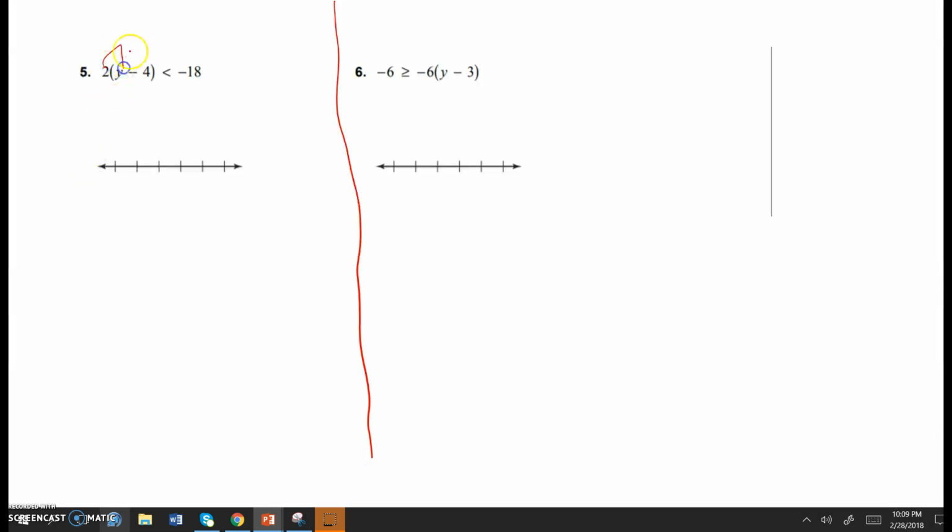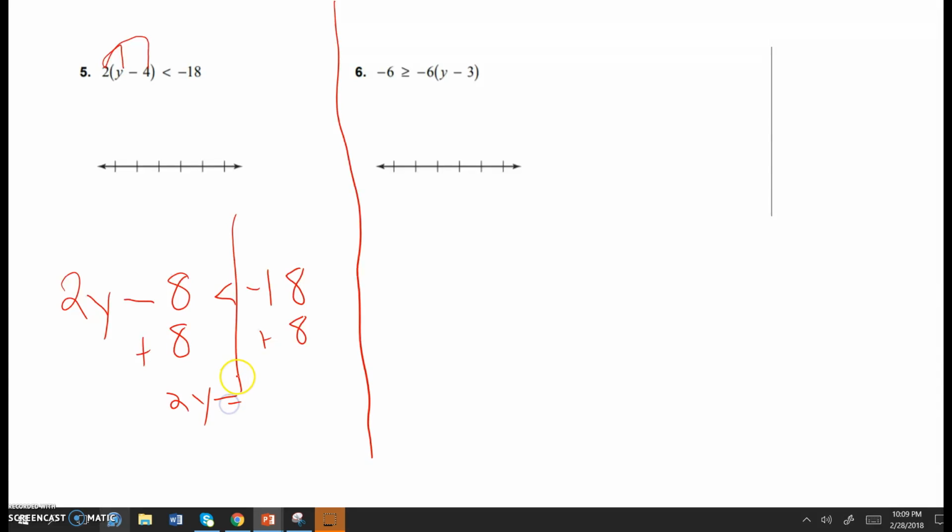First thing you have to do is distribute, because we have to distribute to figure out what our expression is going to be. So 2 times y is 2y, and 2 times 8 is 16. Now we have to solve. Add 8, 2y is less than 10. Divide by 2, y is less than negative 5.